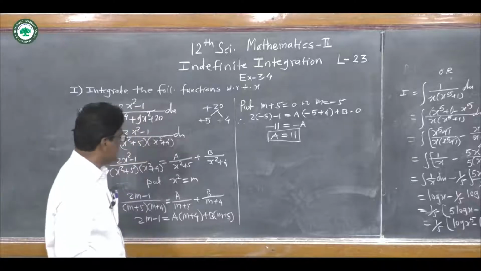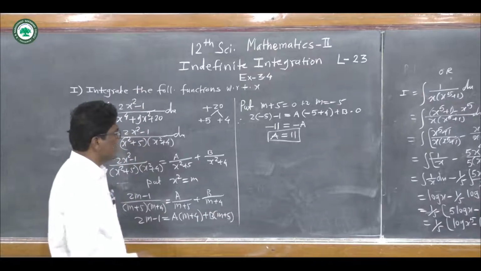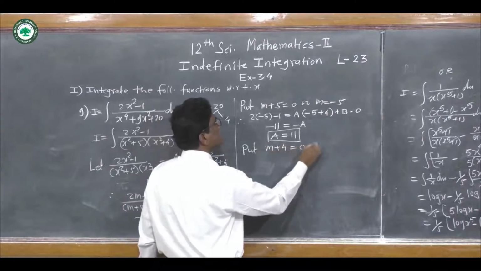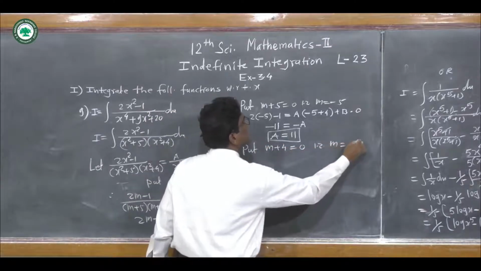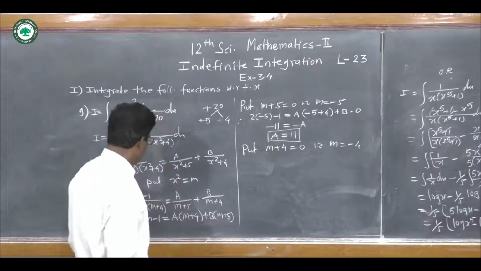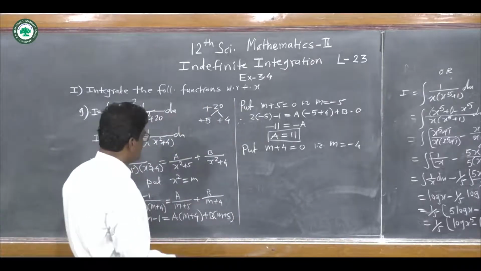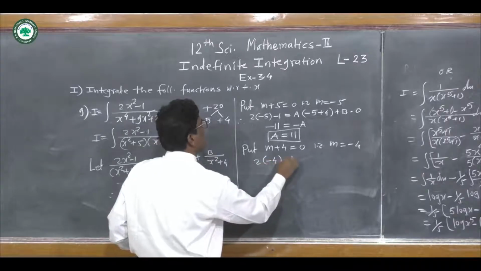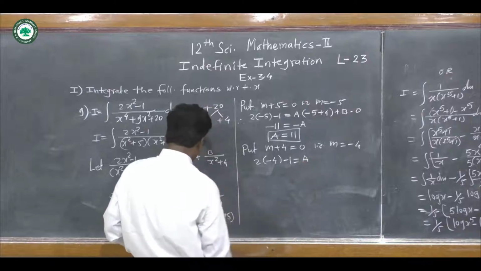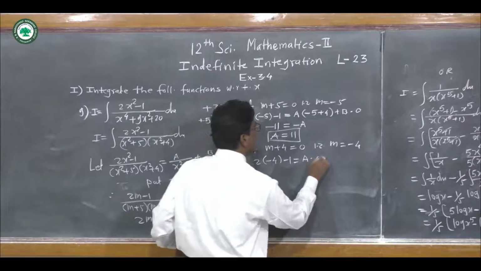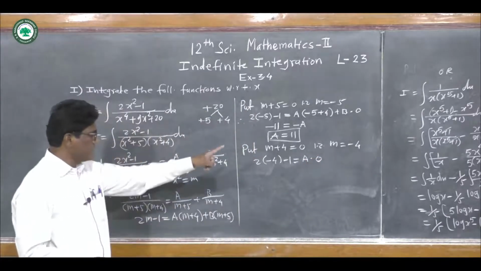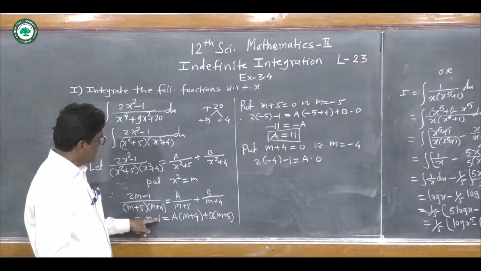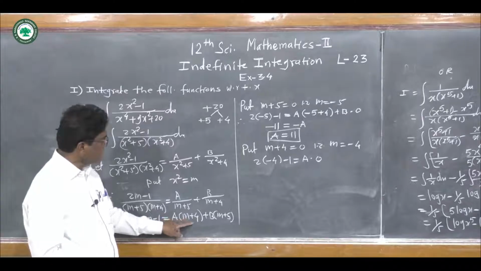Now put here the second factor. Second factor means m plus 4. So put here m plus 4 is equal to 0, that is m is equal to minus 4, and therefore we get 2 into minus 4 minus 1 is equal to a into m plus 4, which means a into 0. We put the value of m is equal to minus 4 in this equation. So 2 into minus 4 minus 1 is equal to a into m plus 4, which is 0.